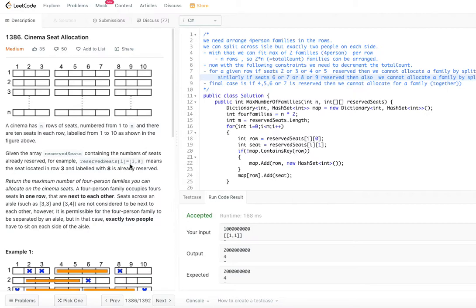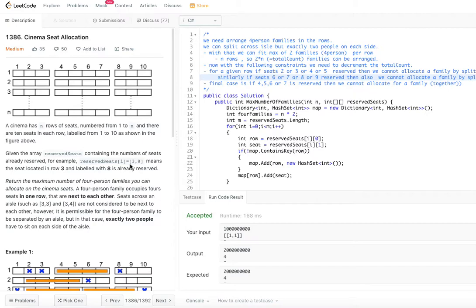Seats across an aisle, such as [3,3] and [3,4], that means we are referring to the third row, and seat numbers 3 and 4 are not considered to be next to each other. However, it is permissible for a 4-person family to be separated by an aisle. But in that case, exactly 2 people have to sit on each side of the aisle.